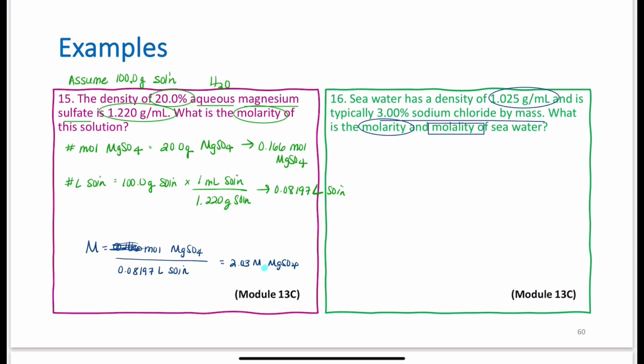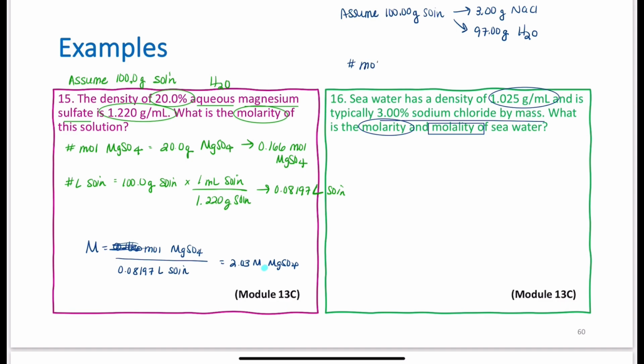I have percent by mass, so I'm going to assume 100 grams of solution. Notice how I wrote that out to 2 decimal places for the zero? That's because of the 3.00. I'm just going to match that to whatever the value it was given. If I do that, though, that means I have 3 grams of NaCl and 97 grams of H2O.